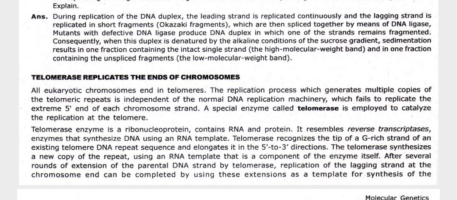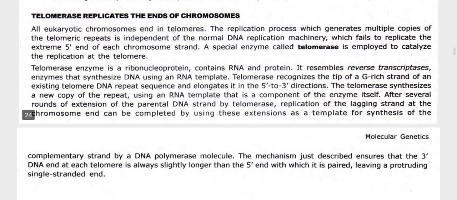Next, telomerase replication replicates the ends of chromosomes. All eukaryotic chromosomes end in telomeres. The replication process, which generates multiple copies of the telomeric repeats, is independent of the normal DNA replication machinery, which fails to replicate the extreme 5' end of the chromosome strand. A special enzyme called telomerase is employed to catalyze the replication at the telomere.